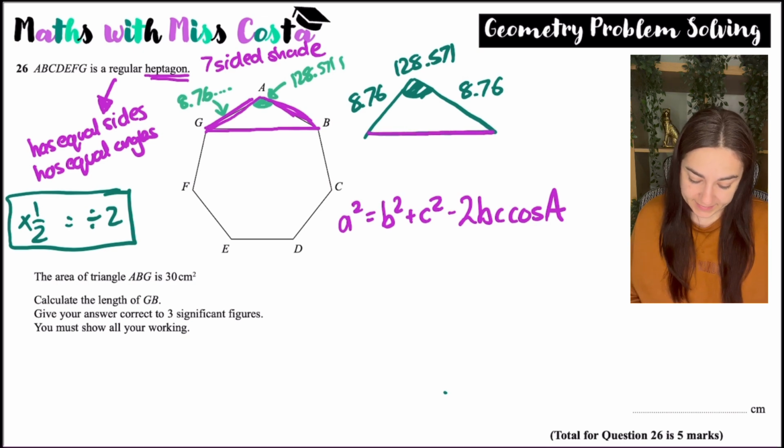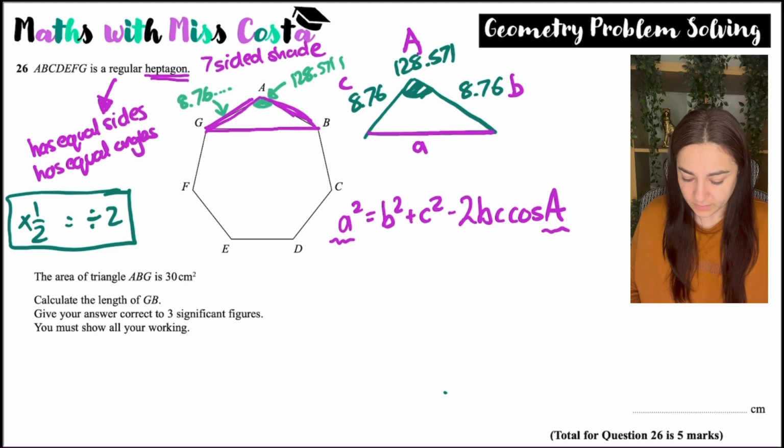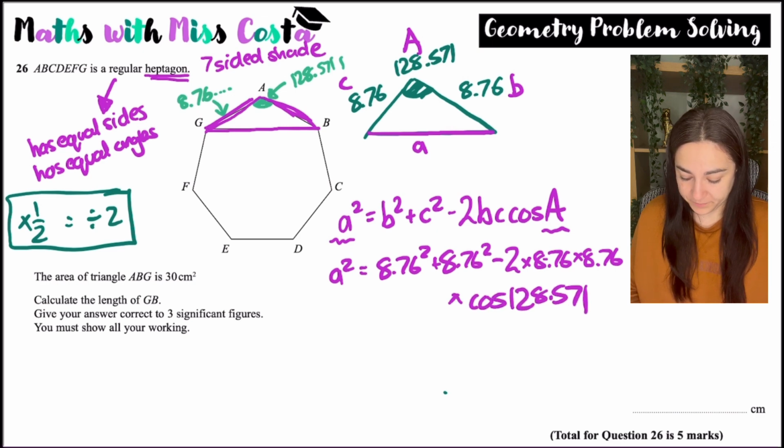So a squared and cos A are going to be opposite each other. Remember, you can label your triangle however you want. So if this is the big A, this is going to be little a, and these are going to be B and C. It doesn't matter which one's which. So a squared is going to be 8.76 squared plus 8.76 squared, take away 2 times 8.76 times 8.76 times cos 128.571.